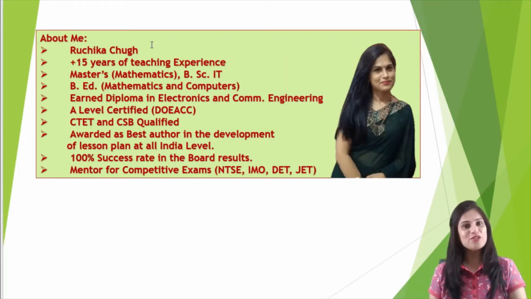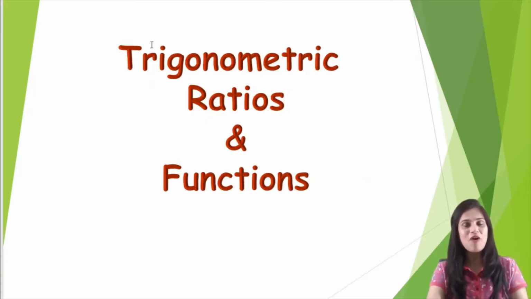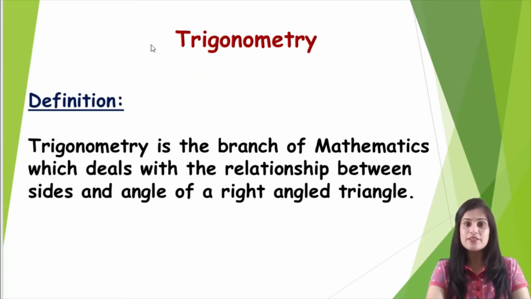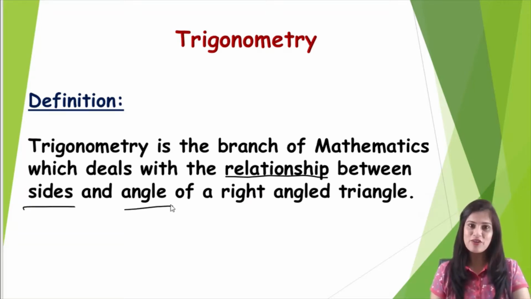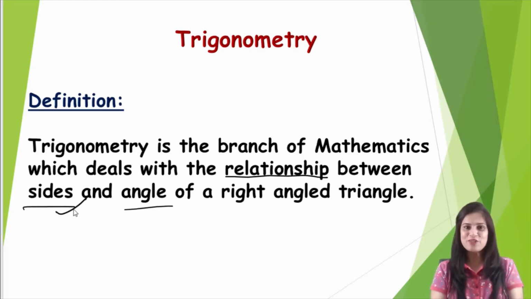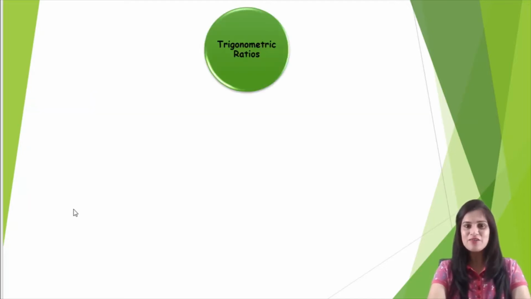This is Ruchika Chugh, your maths expert, and today we are going to discuss all about trigonometric ratios and functions. In the last class, we discussed the definition of trigonometry. That was, it is the branch of mathematics that deals with the relationship between sides and angles of a right angle triangle, and these sides are taken in the form of ratios, and these ratios are known as what? Trigonometric ratios. Let's have a look at its definition first.